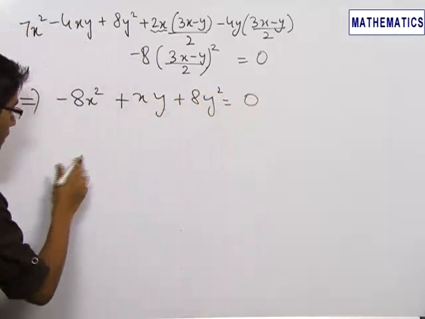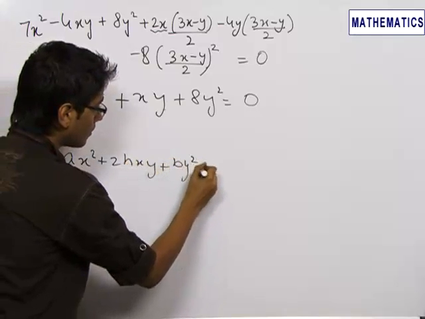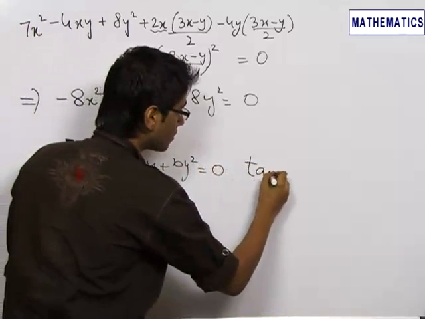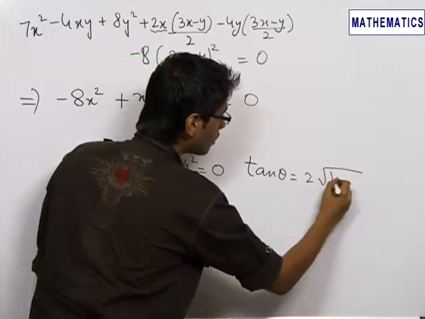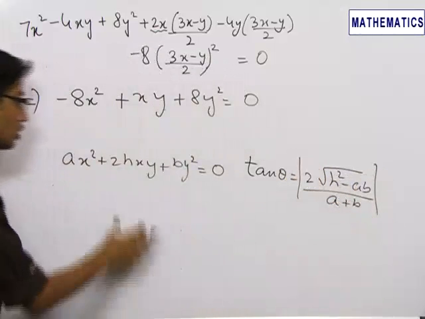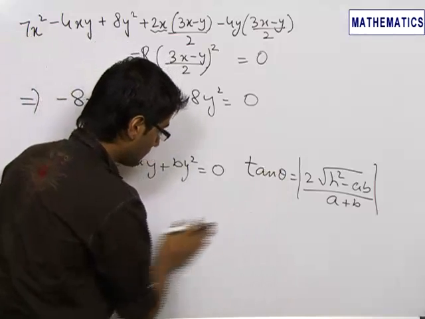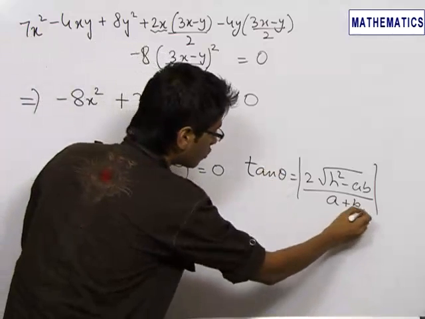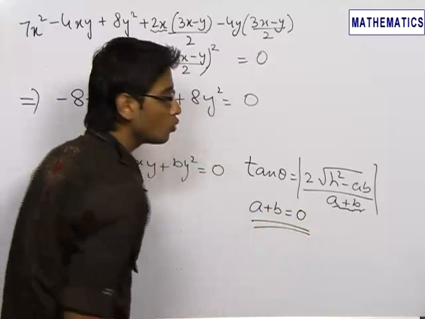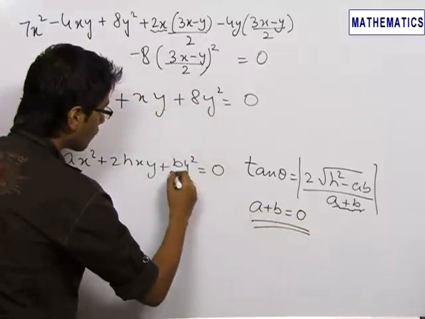Now as we did earlier, if ax square plus 2hxy plus by square equals 0 represented a pair of straight lines, then the angle between these two lines was given by tan theta equals 2 under root h square minus ab upon a plus b. And if the two lines represented by this equation are perpendicular to each other, this means angle theta equals 90 degree, which makes tan theta equals infinity. So the denominator of this term will get equal to 0 in order to make the two lines perpendicular to each other. A was the coefficient of x square, b was the coefficient of y square.